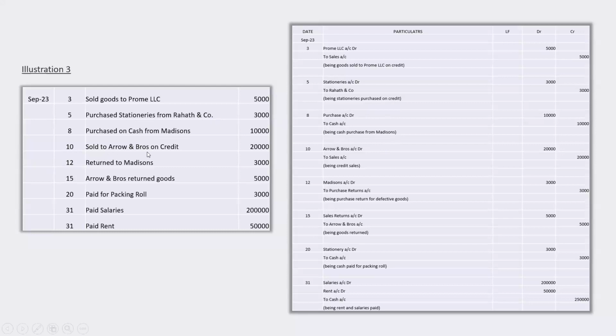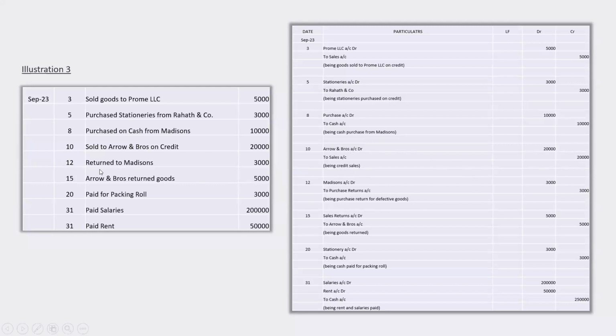Sold to Arrow and Brothers on credit, 20,000. So Arrow and Brothers account debtor, because in personal accounts, the debit is the receiver and the credit is the giver. So Arrow and Brothers received the goods. Sales has been done to Arrow and Brothers. So Arrow and Brothers account debtor 20,000 to sales account creditor 20,000, being the credit sales.